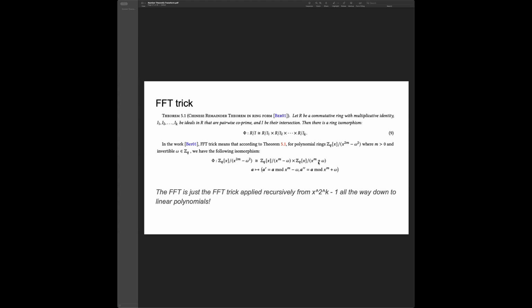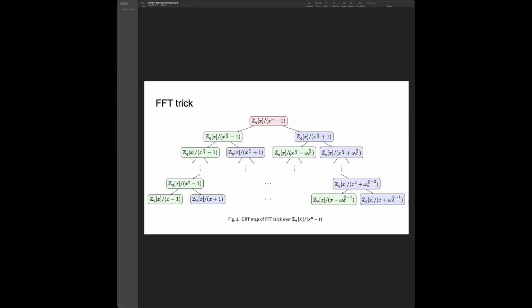If you think about this more deeply, if m is a very big number, you can apply it recursively all the way down to linear polynomials, and then all the way down to constant polynomials. Visually, you can understand it as such. If you have x to the n minus 1, you can map it to the left and right side. On the left, you have x to the n over 2 minus 1, and on the right, you have x to the n over 2 plus 1. You can do this recursively all the way until you get down to linear terms.